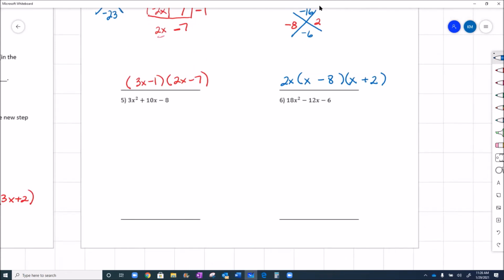Number 5, we have 3x squared plus 10x minus 8. Looking here, no GCF between 3 and 10 and 8. They don't all have x's, so we're going straight to the x box then, looking for two numbers that multiply to give us a times c. In this case, it's 3 times 8. Two numbers that multiply to give us 24, and at the same time, add to give us 10. Or sorry, multiply to give us negative 24, because it's a negative 8.